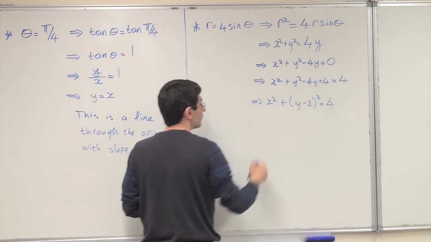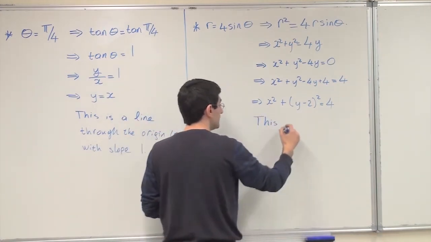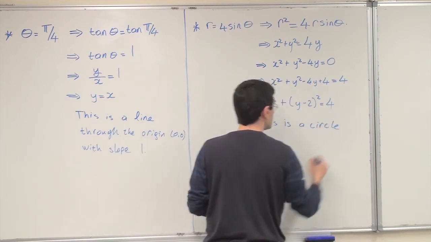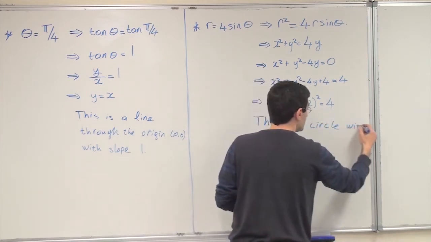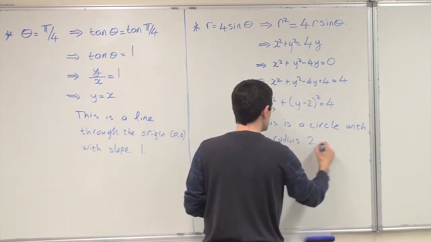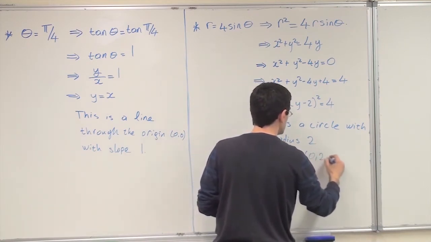Now, using this form, we can easily identify this equation. This is again a circle, but with radius 2 and center at (0, 2).